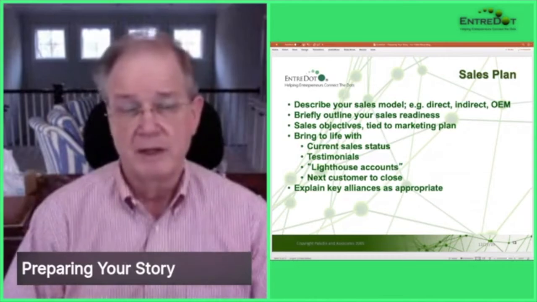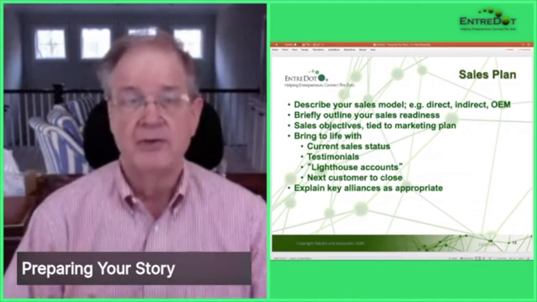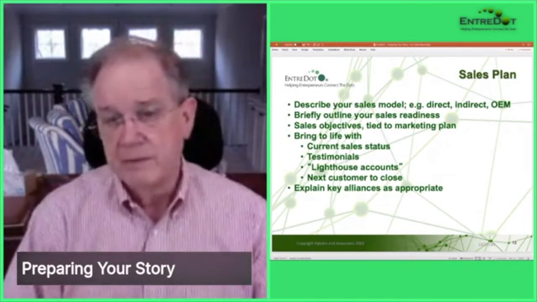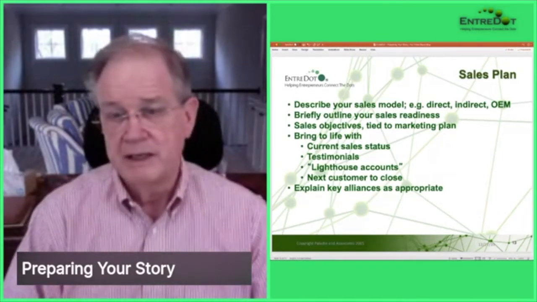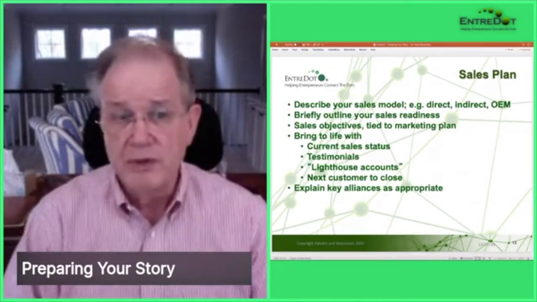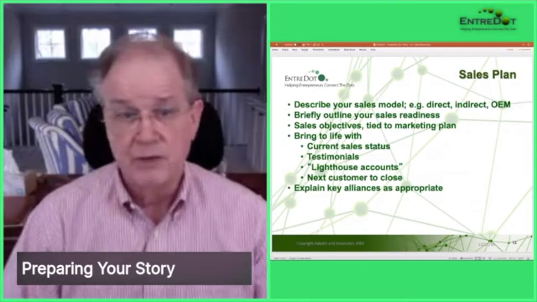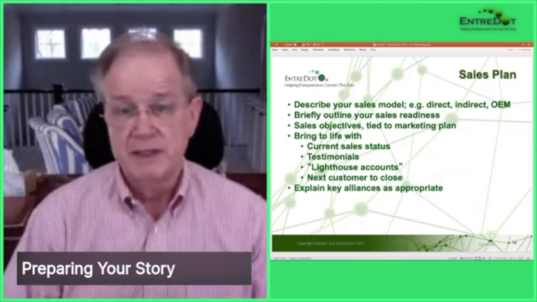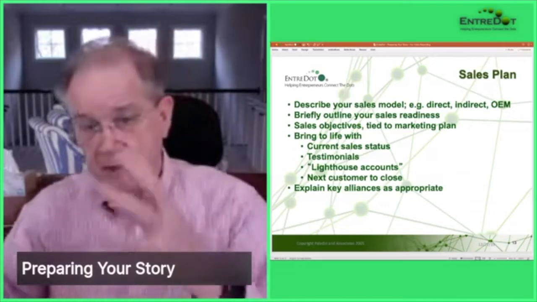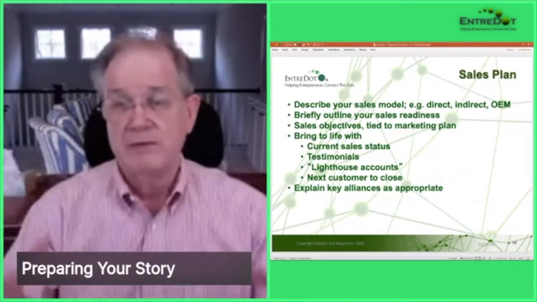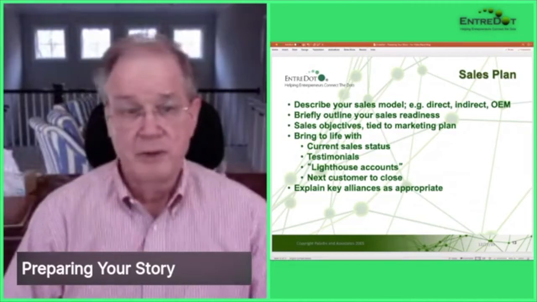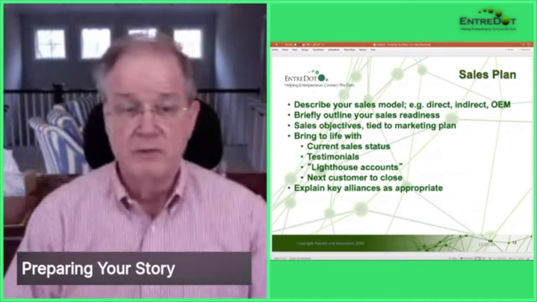Describe your sales model. Are you direct sales, indirect? Are you an OEM? In other words, you're licensing your technology to others, but explain what the model is and how it produces revenue. Briefly outline your sales readiness, your sales objectives tied to your marketing plan, because you're taking leads from your marketing plan and converting them to sales. So you have sales productivity to explain why you think you're going to be able to close the number of deals that you're going to say in your revenue plan.